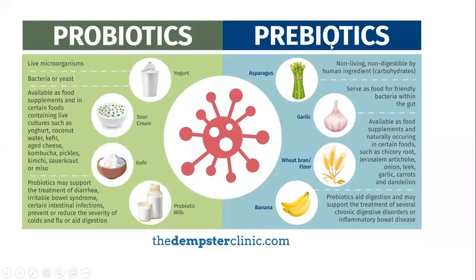And then we have the prebiotics, which we said are specific foods that nourish the bacteria found in the gut. And this would be garlic, wheat bran, bananas, asparagus, onions, leeks, and all the others.